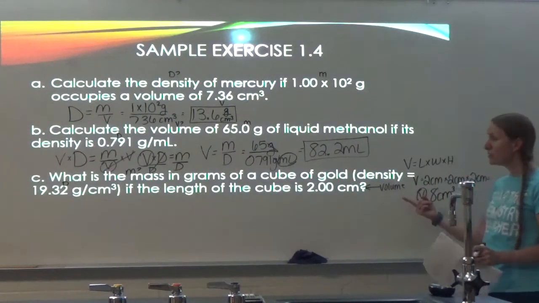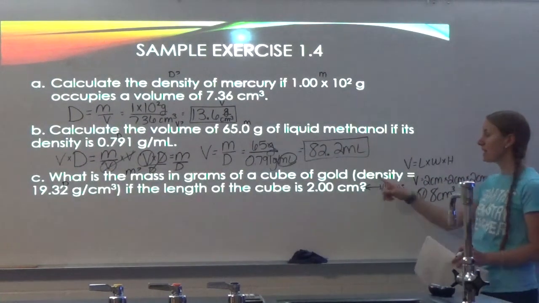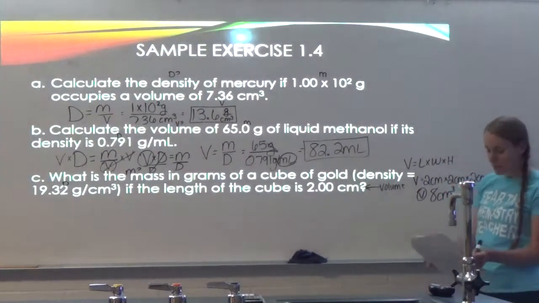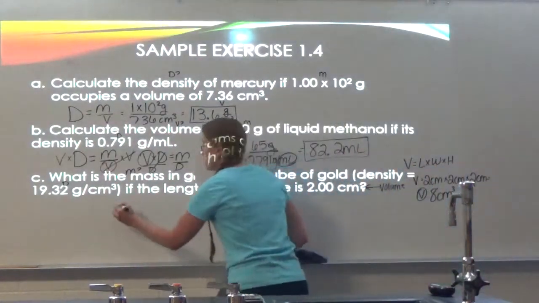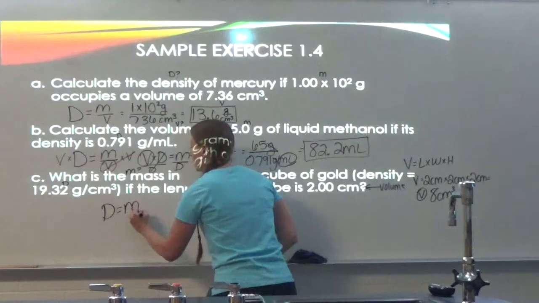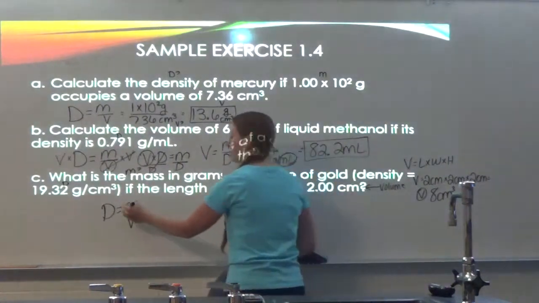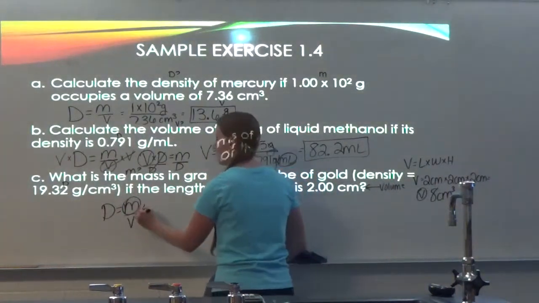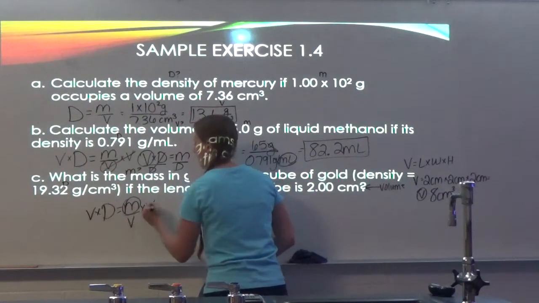So see, this is one that would be very easy for you to miss, because a lot of you would plug in 2 for volume. Okay, and you don't need to do that. So density equals mass over volume. This time I'm solving for mass. So how do I get volume to the other side? I multiply.